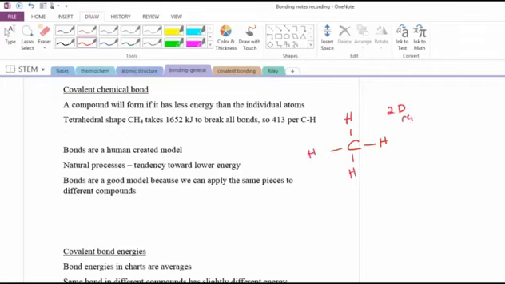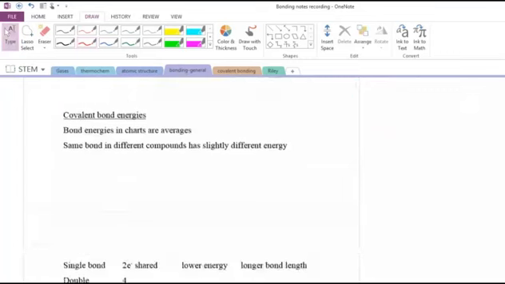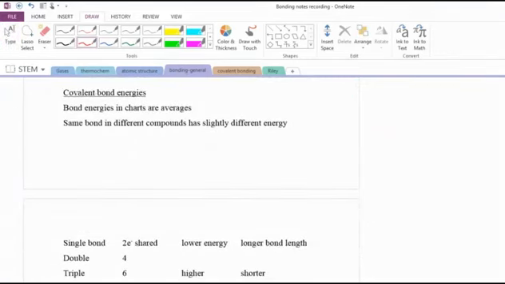There's a two-dimensional representation of it. Bonds are just a model that people created to help look at things. But we can apply the same pieces to different compounds, so it's very helpful. So if it takes 1,652 kilojoules to break apart all of this compound, they can figure out that it's 413 per bond, and if it's that per carbon-hydrogen bond in this compound, it would be in other compounds as well. So we can look up bond energies. The ones in charts are averages.